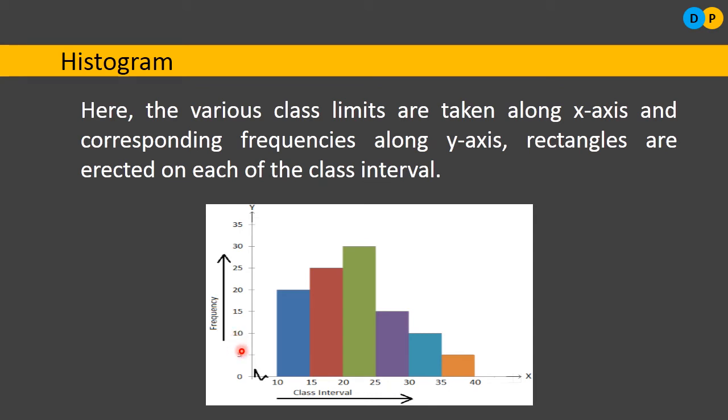In my class, let us say 20 students have scored marks between 10 to 15, and 25 students have scored marks between 15 to 20. So on the x-axis in the histogram, we will consider only the class limits, the class intervals, but on the y-axis we will consider the frequencies. This is how we are going to plot the histogram.